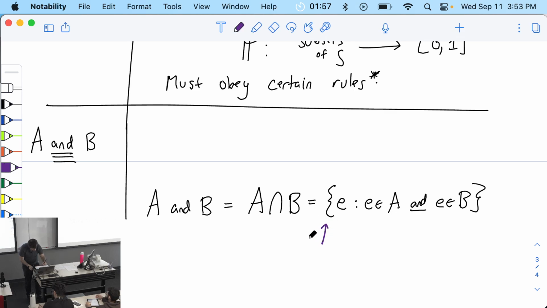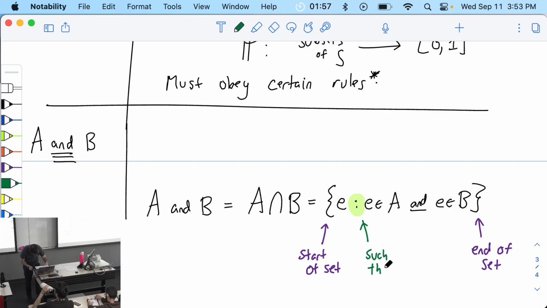This curly bracket means start of a set. This curly bracket here means end of the set. And this colon in the middle here means "such that". So what does it say right out loud? I'm thinking of all the things E such that E is in A and E is in B. The symbol is also "in". That's another good one to know. This means "in".